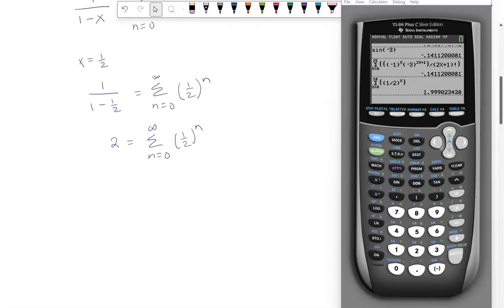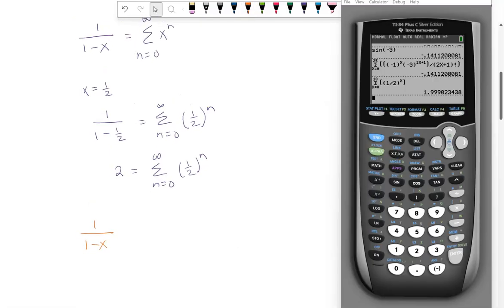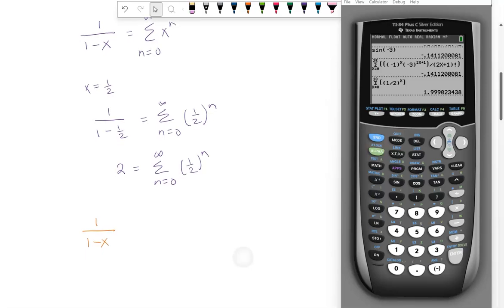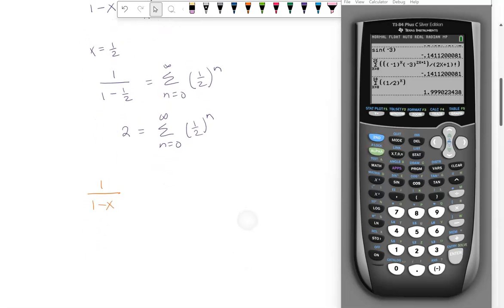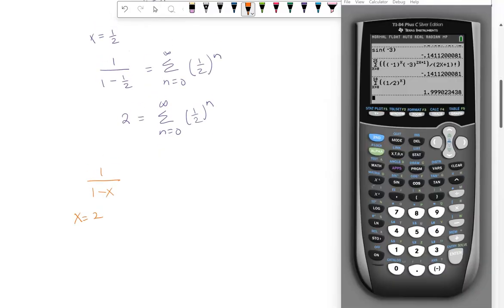But we want to see one more thing here. Let's try the same series, but this time let's try this for when x is equal to 2. So if x is equal to 2, this would be 1 over 1 minus 2. And so I'm going to have a 2 to the power of n. And really, the left side of this is a -1.